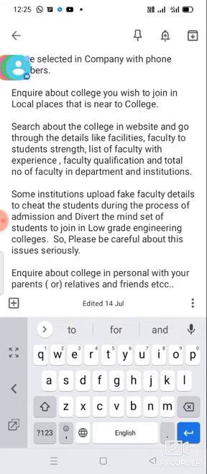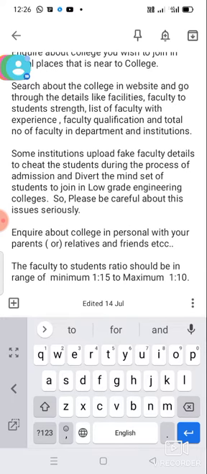So you need to be careful while joining a 1-star or 2-star rated engineering college, and inquire properly about faculty details, their growth, the career scope, and how students receive facilities from the management. Please be careful about this issue seriously. Why? Because some institutions cheat students during the admission process and divert their mindset to join low grade engineering colleges.